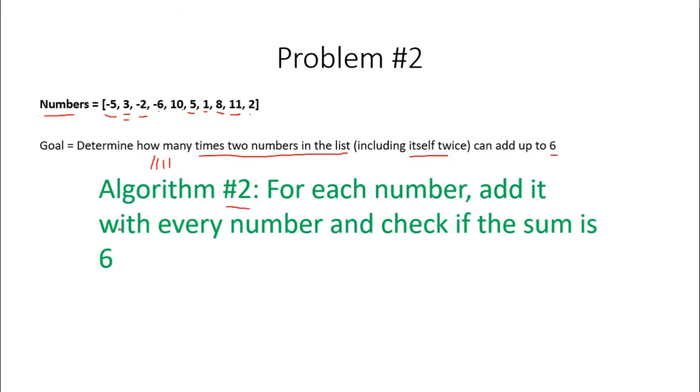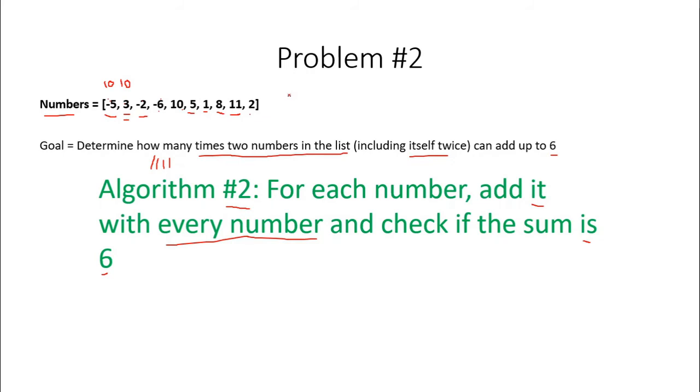For each number, add each number with every other number, including itself, which I forgot to write here, and just check if the number is 6. So that's kind of what we were doing, right? We took negative 5, and we added it with itself, which is negative 10, then we added with 3, then negative 2, then so on and so forth. So this is a 1, 2, 3, 4, 5, 6, 7, 8, 9, 10 element list. And so we would do 10 different sums with the negative 5. Then we would do the same thing, 10 different sums with the 3, and so on and so forth.